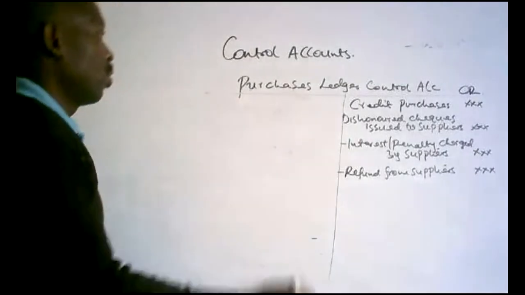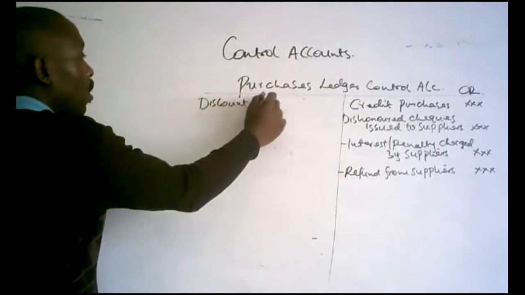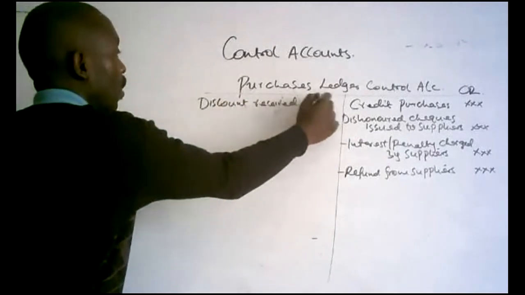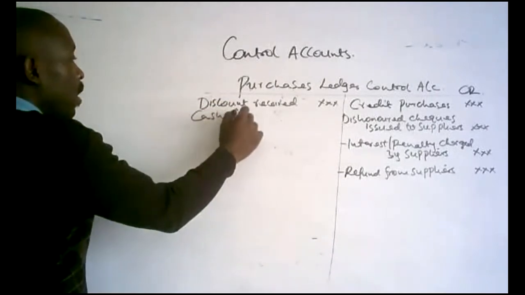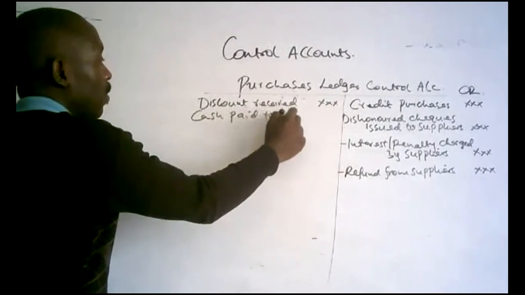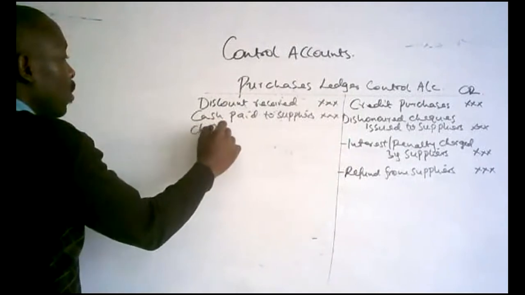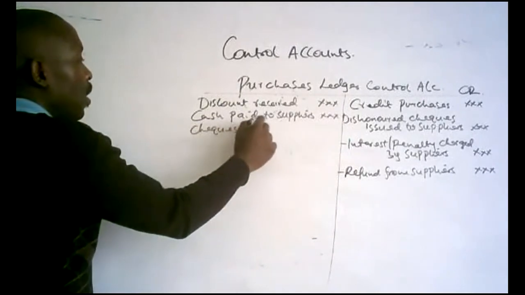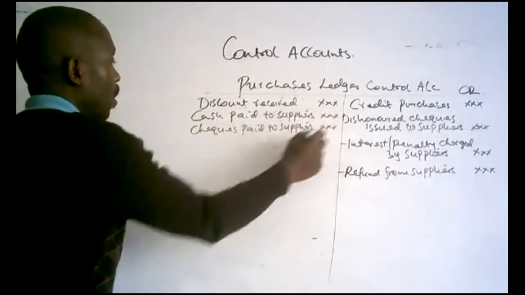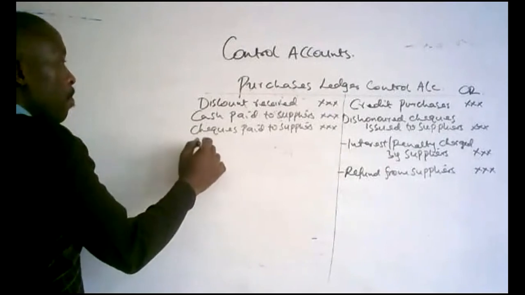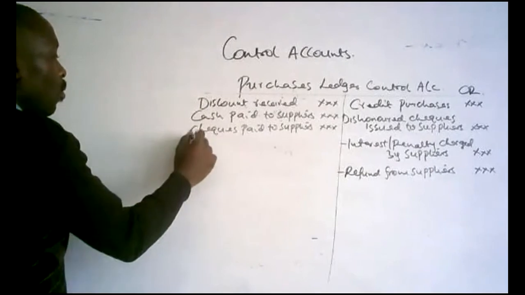Then those which are going to reduce: discount received, cash paid to suppliers, checks paid to suppliers. We also have return outwards.